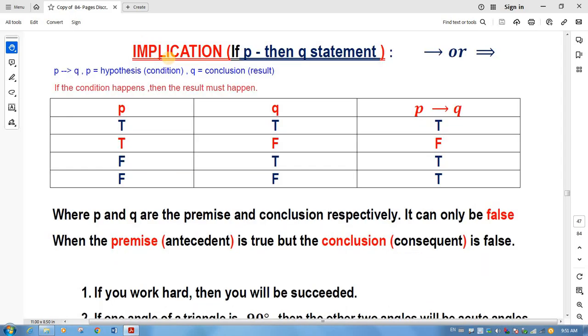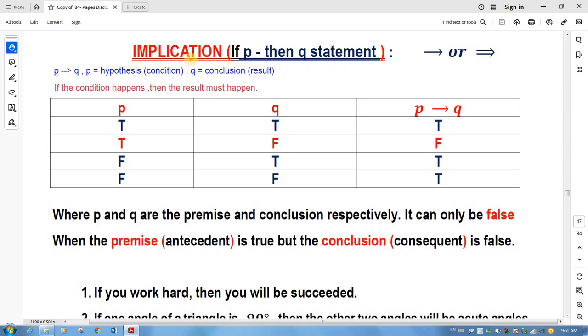Here this is implication. Implication को हम conditional statement भी कहते हैं. Implication is also called conditional statement. This implication means if P then Q statement. In other words, if P then Q proposition.